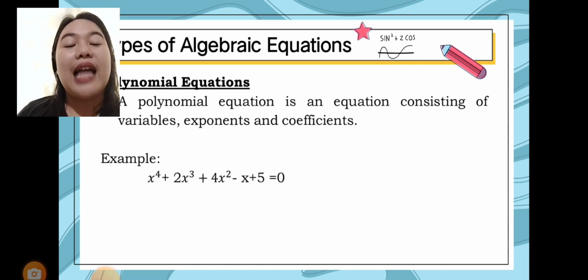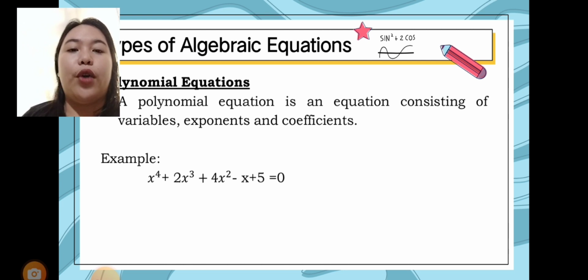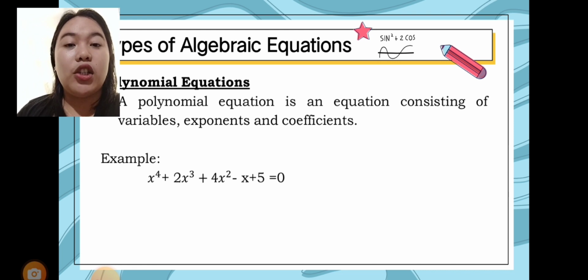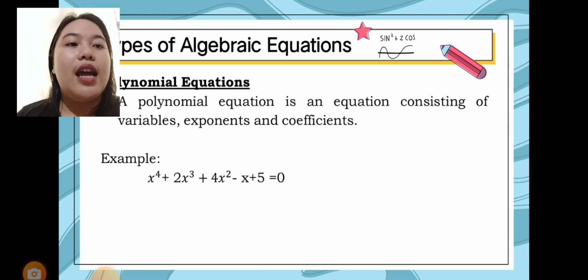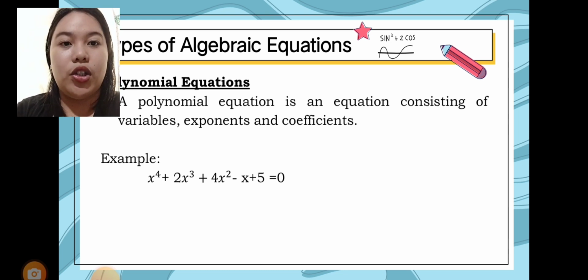So, there are also types of algebraic equations. First is the polynomial equation. A polynomial equation is an equation consisting of variables, exponents, and coefficients. Example: x raised to the 4th power plus 2x cubed plus 4x squared minus x plus 5 is equal to 0. This is an example of a polynomial equation, where there are 5 or more terms incorporated in the equation.